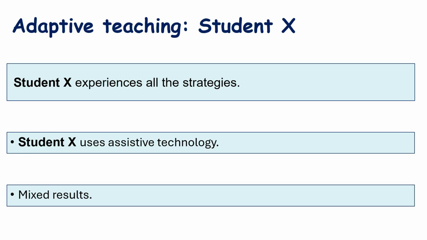For student X, adaptive teaching is clearly visible. Teachers are using questioning, success criteria, assistive technology and feedback. All of that reflects the school policy and the wider literature. However, the mixed result highlights that adaptive teaching is not just about adding strategies, but about how they are connected through formative assessment and teacher capacity.